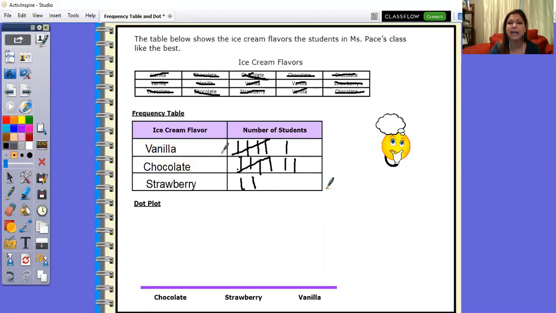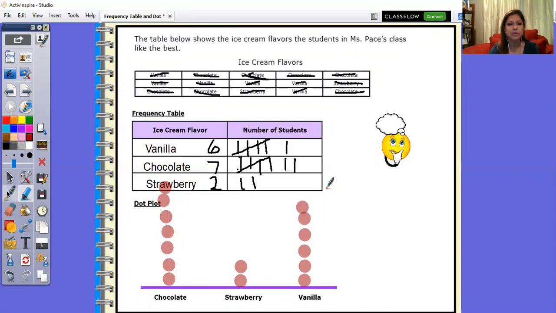After I do my tally marks, I count them and I want to write the digit down. These digits help my brain see the number that I'm working with and not just the marks. After I do that, again, I check for a key and there is no key, so I'm going to start with my dots. It starts with chocolate. Chocolate had 7, so I will make a stack of 7 dots. 3, 4, 5, 6, 7. Strawberry had 2 votes, 2 little dots. And now I put 6 for vanilla. 1, 2, 3, 4, 5, 6.